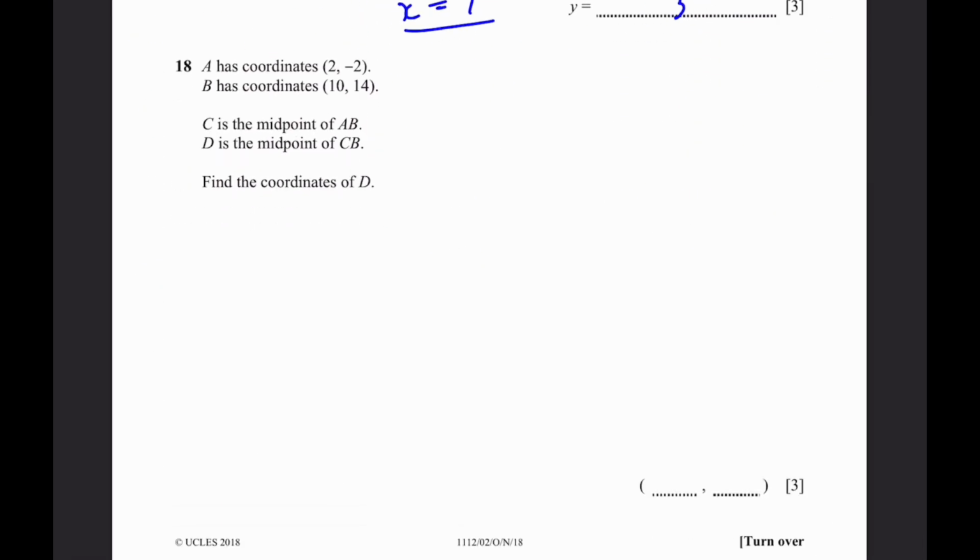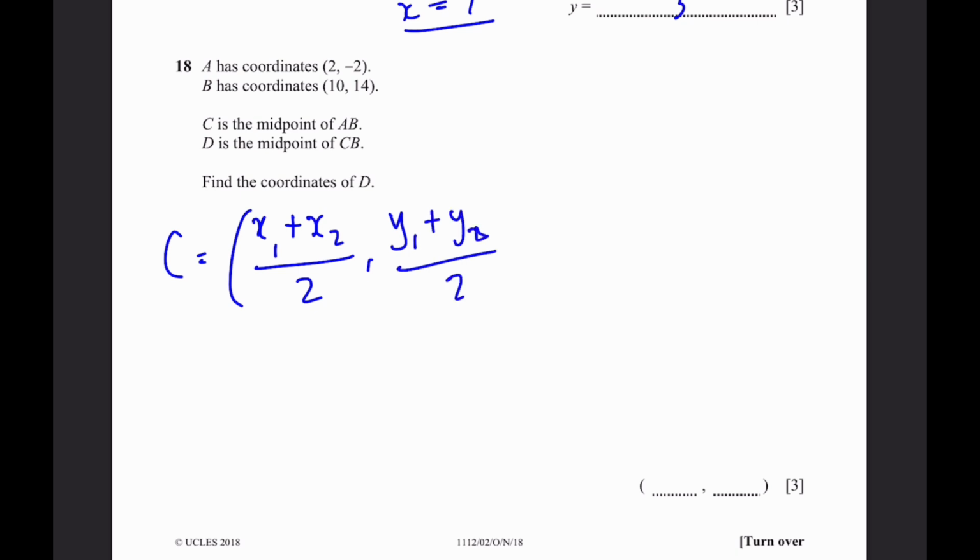A has coordinates (2, minus 2). B has coordinates (10, 14). C is the midpoint of the line AB. D is the midpoint of the line CB. Find the coordinates of D. First, let's find C. So C is equal to, in brackets, x1 plus x2 by 2, comma, y1 plus y2 by 2. In other words, the average of both of these points' x and y values.